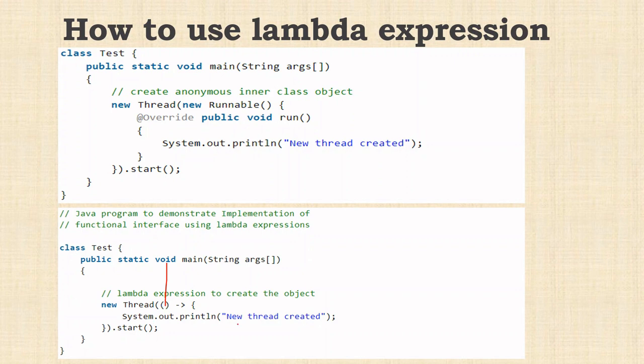Inside we have written new thread created, and dot start. That means we have already created one thread, and thread dot start. So this is the short form to create the thread with the help of the lambda expression, and this is the way to create it with the help of an anonymous class. So we are going to use lambda expressions in our functional interface examples.